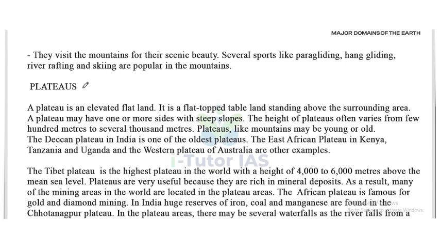So the first one is mountains and the second one is plateaus. What are plateaus? A plateau is an elevated flat land. It is a flat-topped tableland standing above the surrounding area. A plateau may have one or more sides with steep slopes.